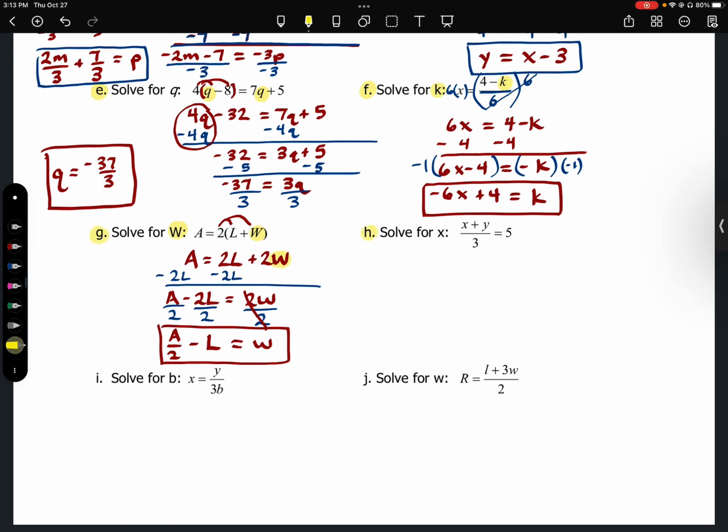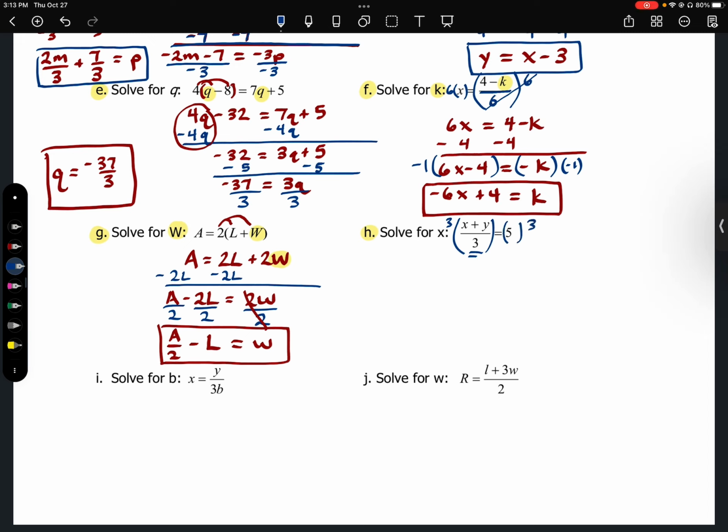All right, so that was problem G. Let's move on to H. Solve for X. So in this one, we're trying to get X by itself. First thing to notice, we have a denominator. We have a 3 in the bottom. So we need to get rid of that denominator. We're going to take this and multiply it by 3.